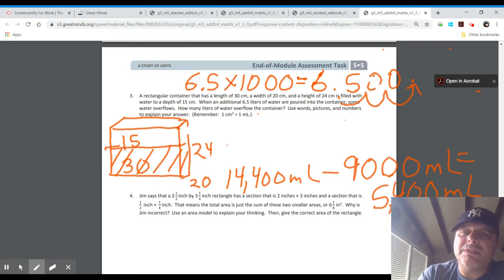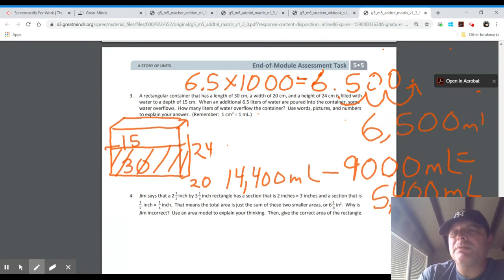6,500 milliliters. Now that's how much water you're adding, 6,500 milliliters. And I only have room for 5,400 milliliters more. So what I'm going to do is subtract the 5,400 milliliters. That's the amount of room I have left in the container. And I'm going to find out how much water overflows from our container.